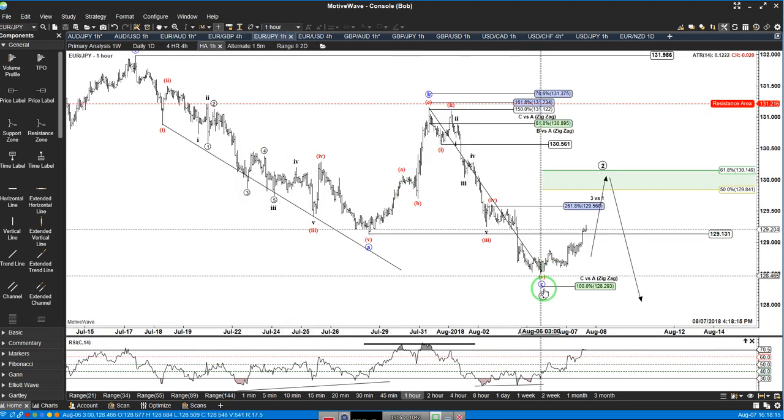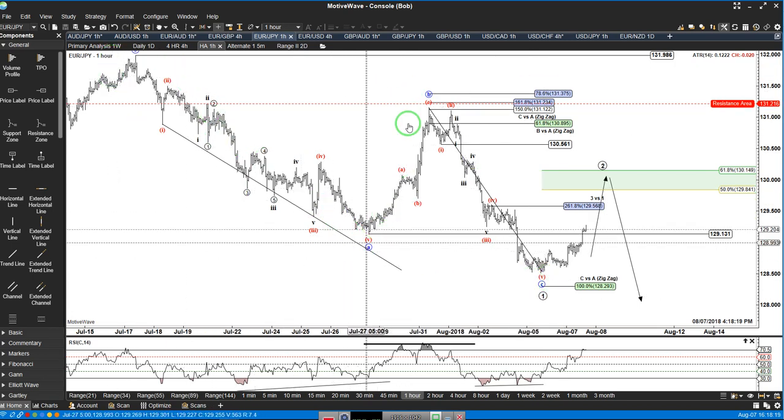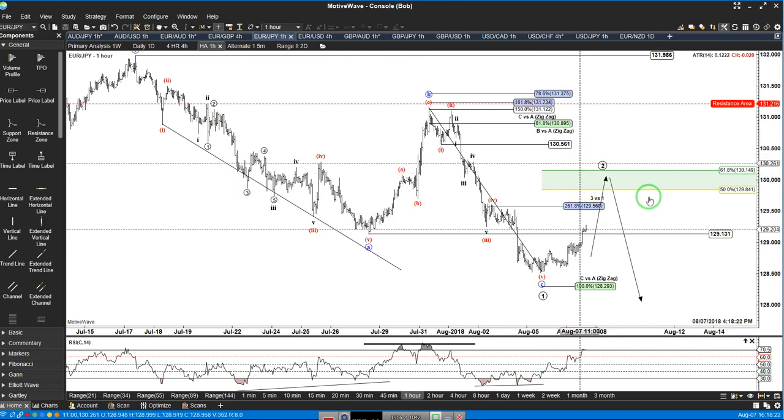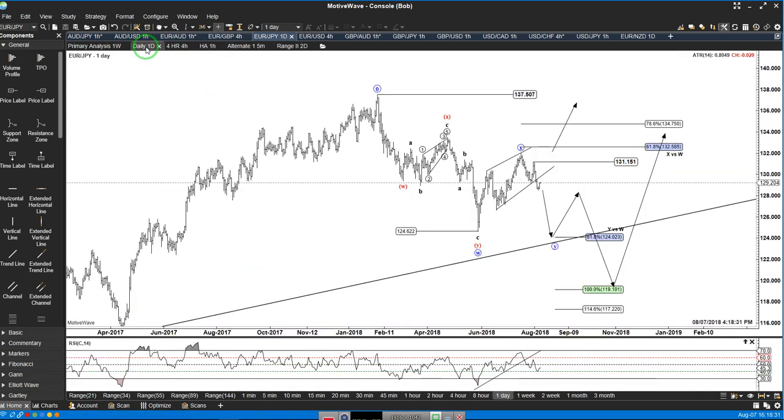Euro yen, we probably have a 1. I have this labeled as ABC, but I'm thinking it's probably 1, 2, 1. We're going to see 3 waves up into this 50 to 618. I'll be looking for 2 equal legs into that, for another leg down, probably 124. Test that trend line, the 618. Then we'll see if it bounces, breaks and goes down to the 119.